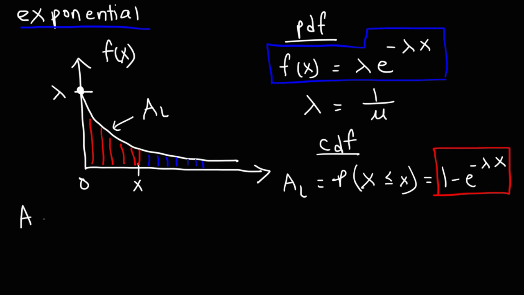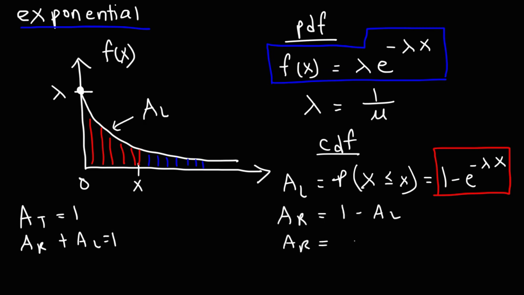We know that the total area is 1. So the area to the right plus the area to the left must also be 1. So the area to the right is 1 minus the area to the left. And we know the area to the left is what we see here. It's 1 minus e to the negative lambda times x.